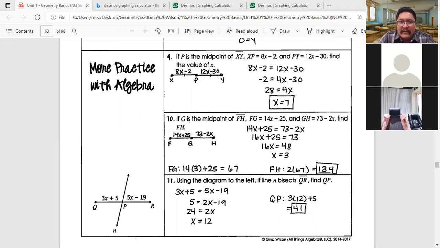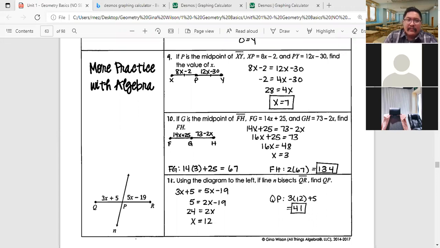Oh. Do you have a question? That's fine if you have a question. But if not, that's fine also. Let's go ahead and read the question. Find the value of X.